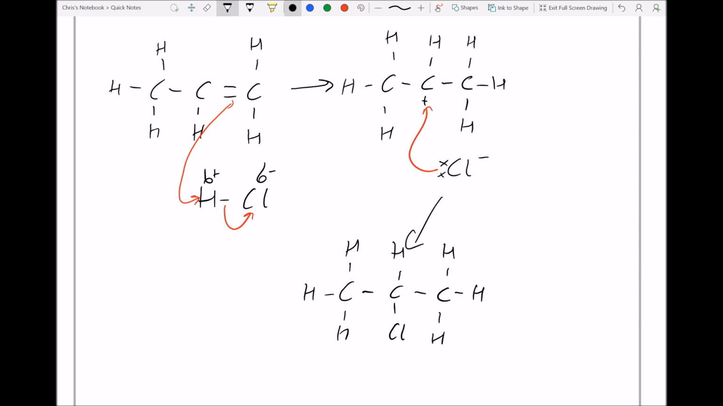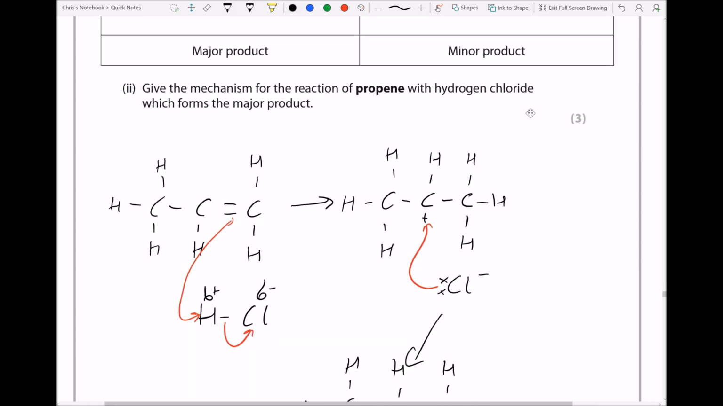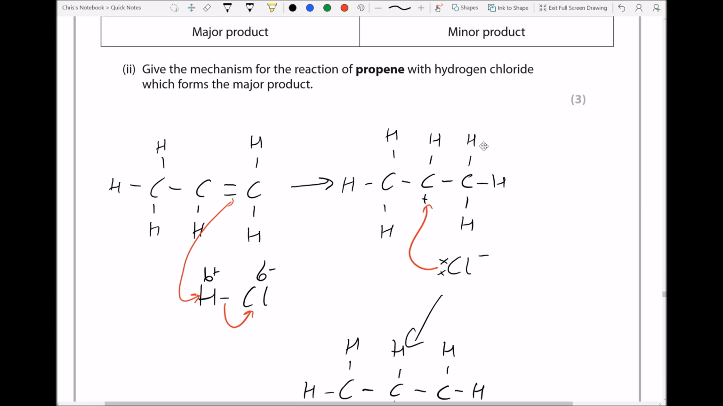So you get 3 marks for that. I think, yeah, you get 3 marks. You get 1 mark for basically drawing these arrows here, showing where the electrons come from, the double bond, and breaking this bond here. 1 mark for your intermediate, making sure you show your positive charge on there, and 1 mark for this bit here. So your curly arrow going from the lone pair on the chlorine. Don't forget the lone pair and the negative charge. So that's where you get your 3 marks from.